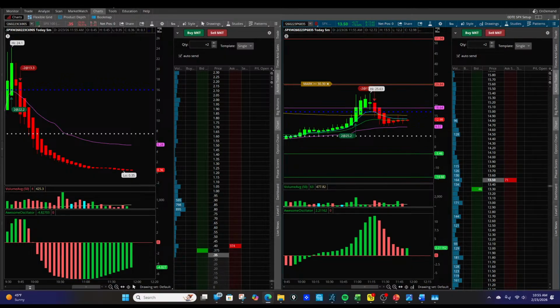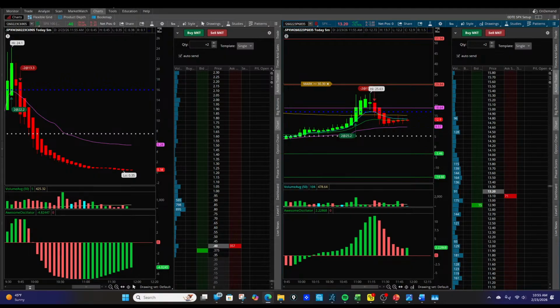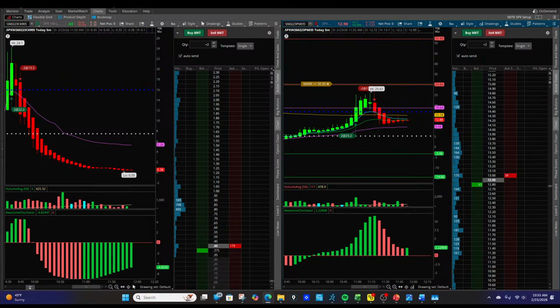The 0DTE is what I trade because I like to be out of the stock by the end of the day. I don't like to keep anything overnight. So that's why 0DTE is so good for me. And also things happen pretty fast. So you can generally be in and out of something pretty quick.